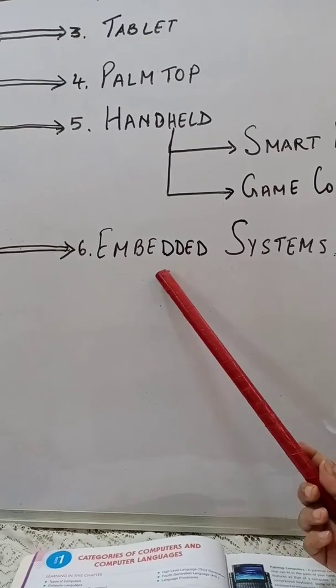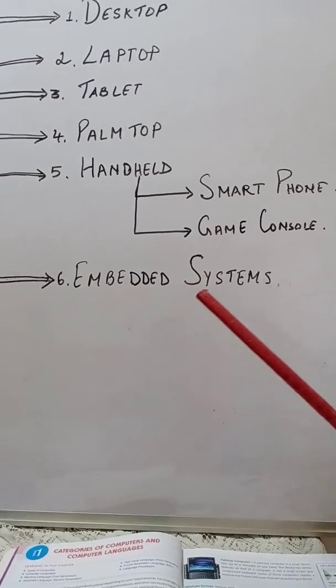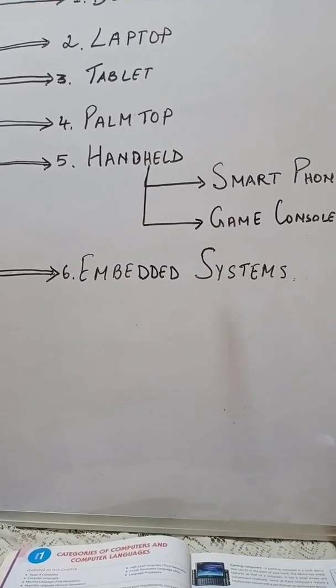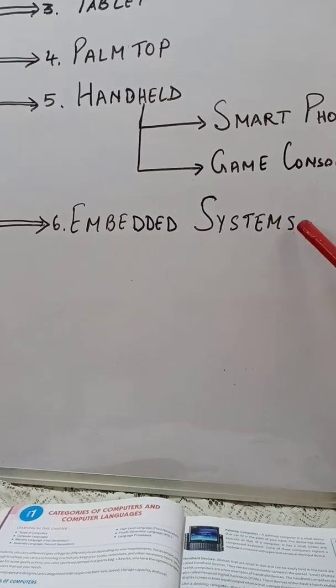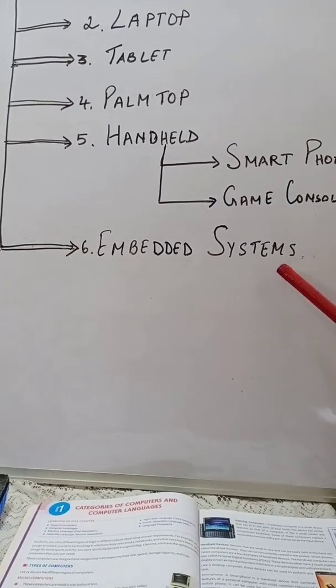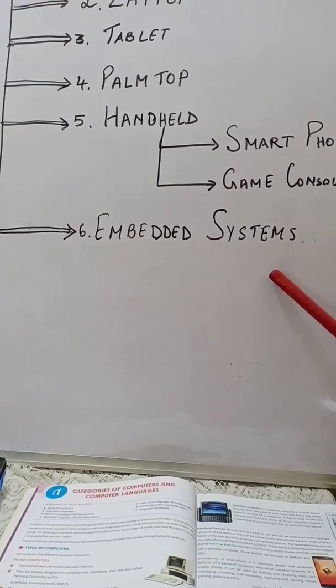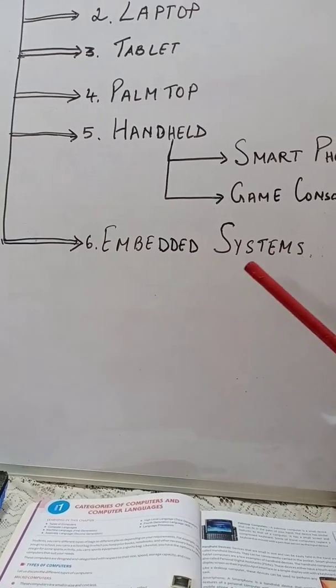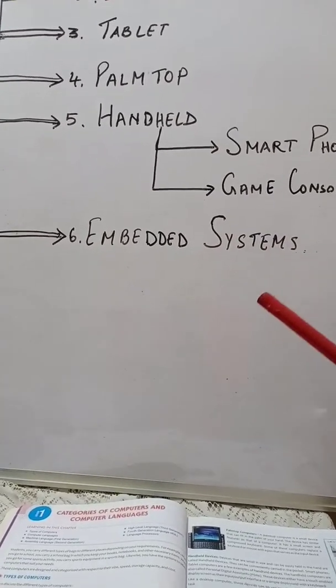Now the last type of microcomputer is embedded system. Now what are they? Every house may be having a microwave or an automated washing machine or a dishwasher. They all are an example of embedded system. Now what they actually are?